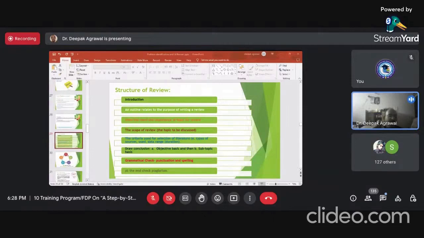The literature review must end with concluding remarks. The conclusion can be as a whole, or it can be on the basis of objectives, and it can be further subdivided in the form of subtopics. When we are in the dissertation process, it should be classified into objectives and sub-objectives. When we are developing a paper, in that case, it can be in a single paragraph.